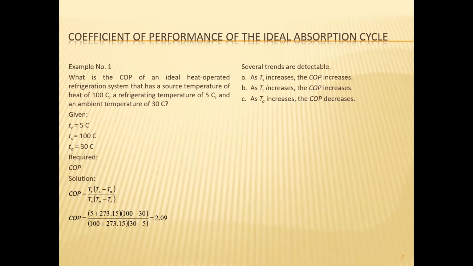Yung difference, okay lang na wag mo na i-convert sa absolute both, kasi difference na siya. Okay? Yung capital letter, yung TR na hindi difference, so yan ang i-convert mo na lang. So that is (5 plus 270.15) times (100 minus 30) over (100 plus 270.15) times (30 minus 5), is 2.09.